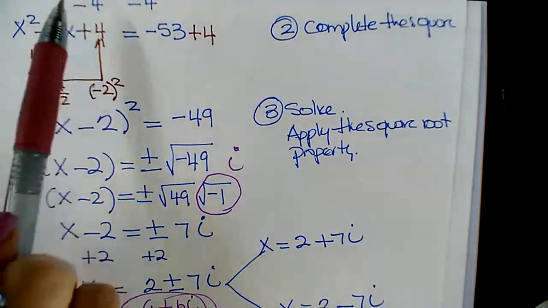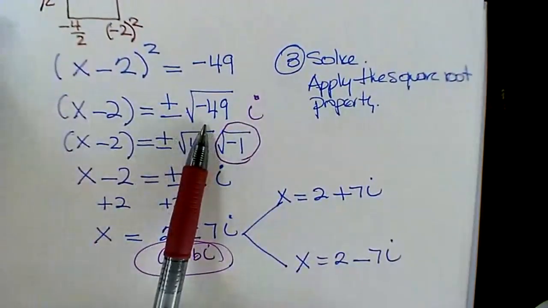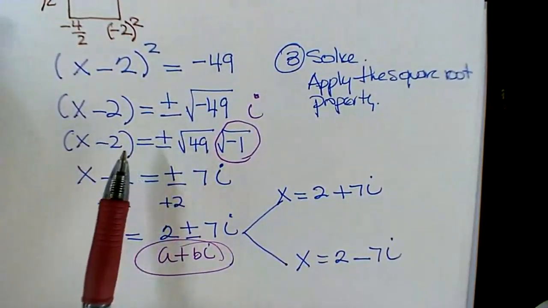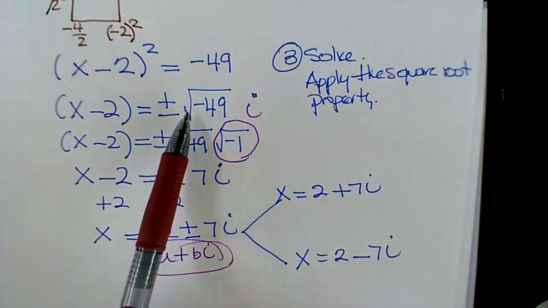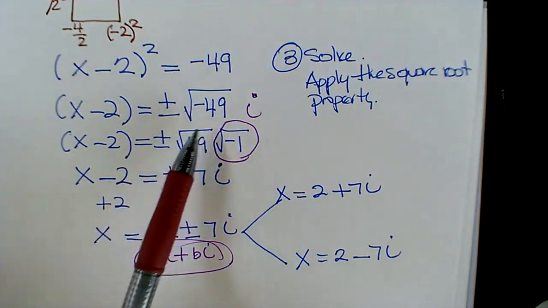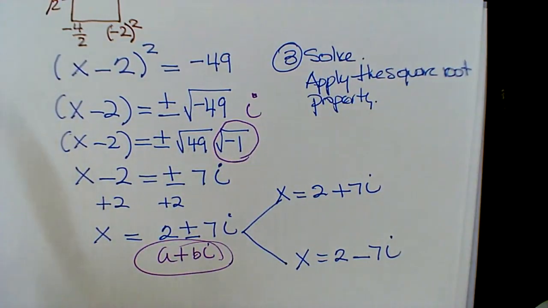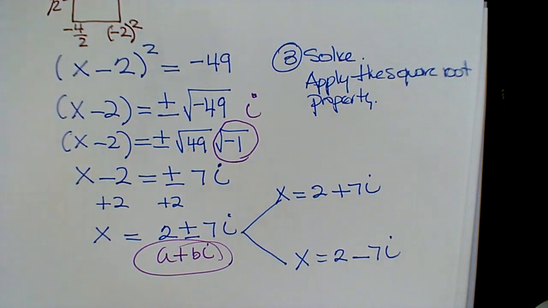So we complete this, we isolate the variables, complete the square. We solve it by doing what? Applying the square root property. We have the square root of negative 49, which is equal to the square root of 49 times the square root of negative 1. That's number 5.